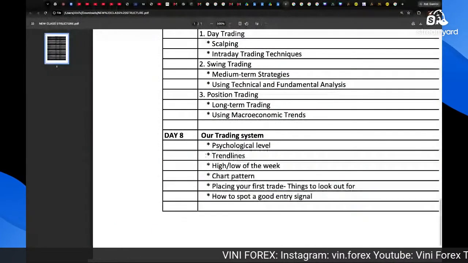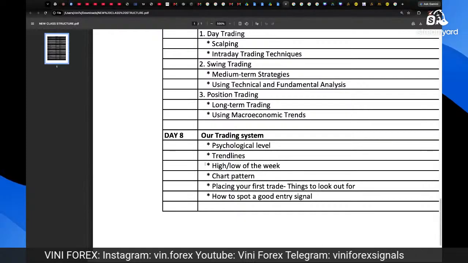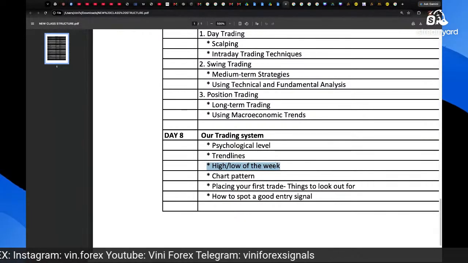So now we have done trend line. So there's something called a high and low of the week. High and low of the week.